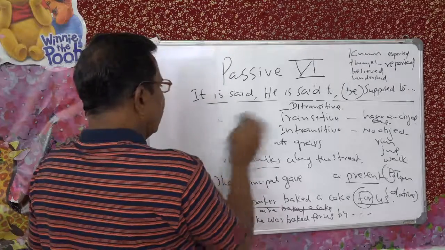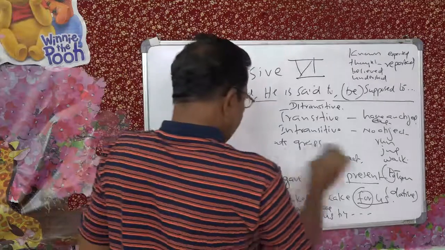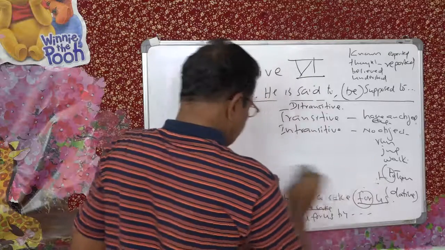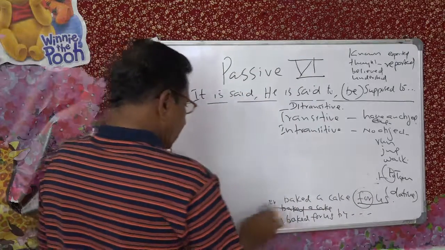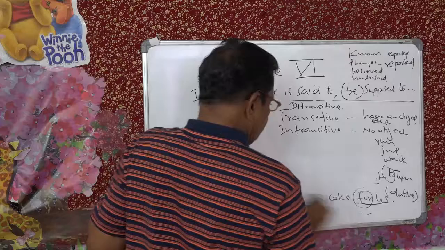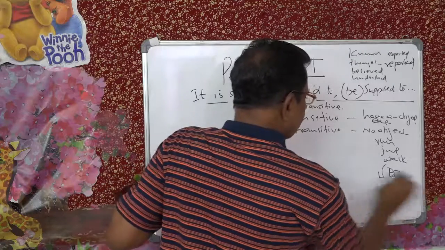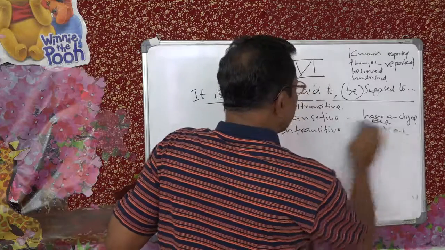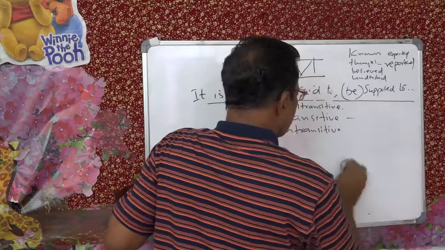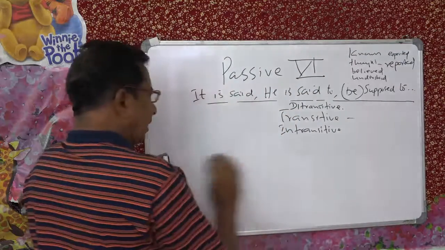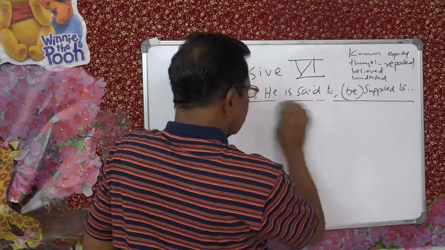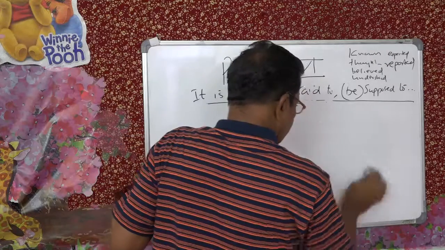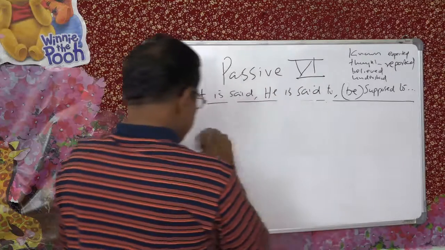Transitive verb means you just got one object. If two objects, you call it a di-transitive verb. When you have two objects, you call the first object the direct object and the second the indirect object, isn't it? And intransitive verb means no object at all, like walk, run. And intransitive verbs you cannot change into passive. Understand?